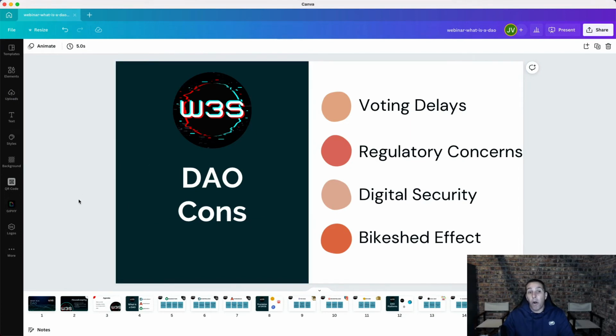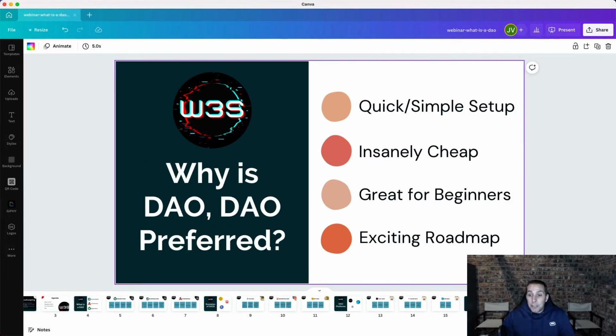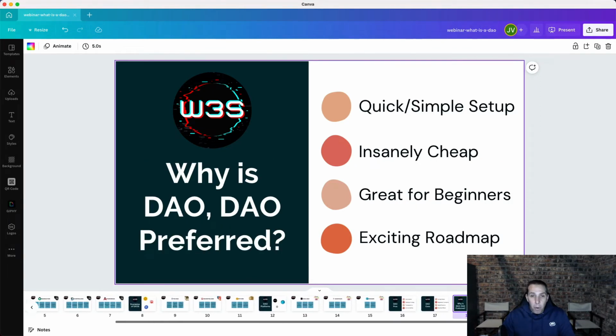But that is a serious con when it comes to DAOs, especially when you want to start creating a very advanced DAO. We're coming near to the end, and to the more fun part, which is just quickly, why do I prefer this DAO as opposed to the other DAOs out there? The first one is that it's very quick and simple to set up. And I'm going to show you very soon how quick it is to set up a DAO and just get it running. It's also insanely cheap.